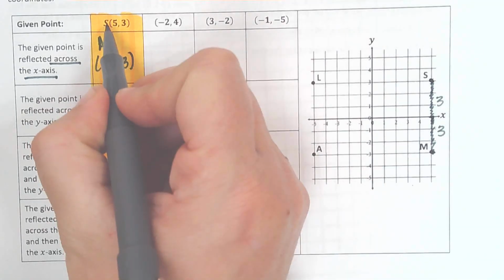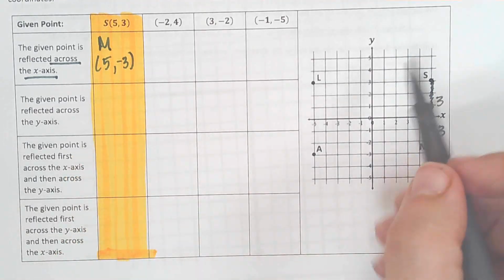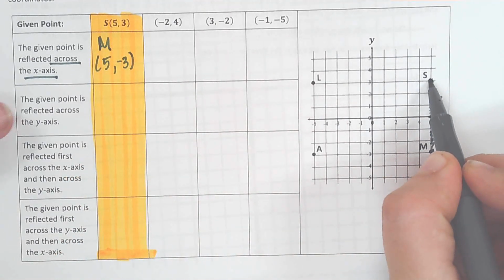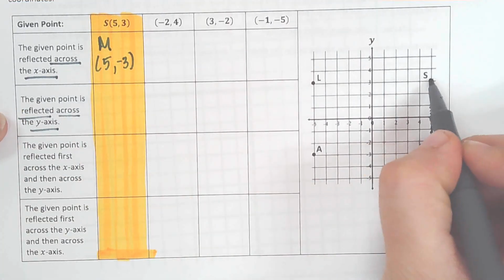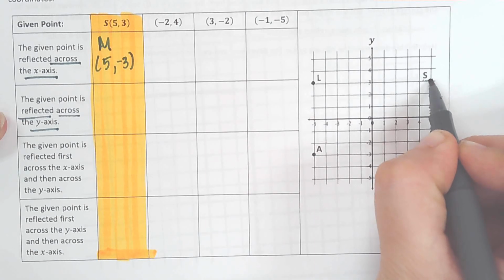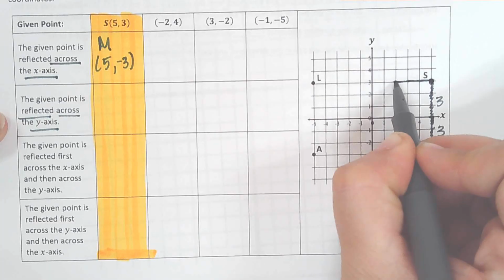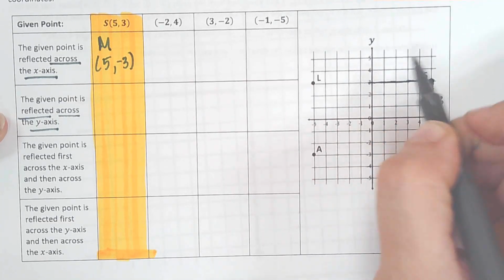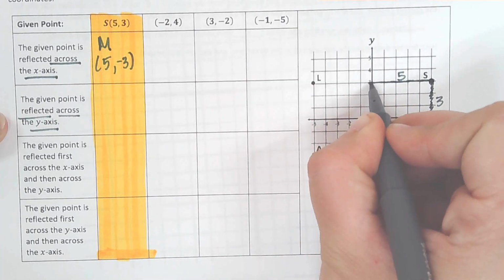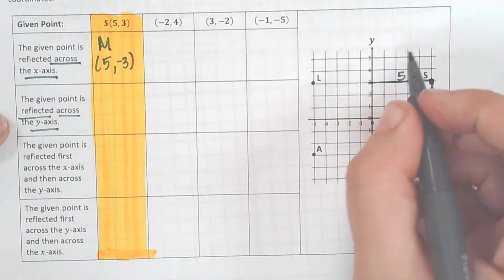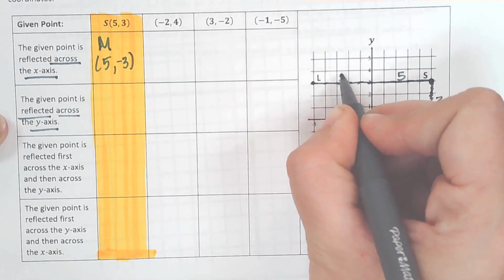So now everybody get back started at S, 5, 3. We're back at S. Now we're going to reflect across the Y. Well, how much does it take to get to the Y? 1, 2, 3, 4, 5. So it takes 5 to get to the Y. Have I reflected yet? No. I got to go 5 more to the left. And when I do that, guess where I'm at?